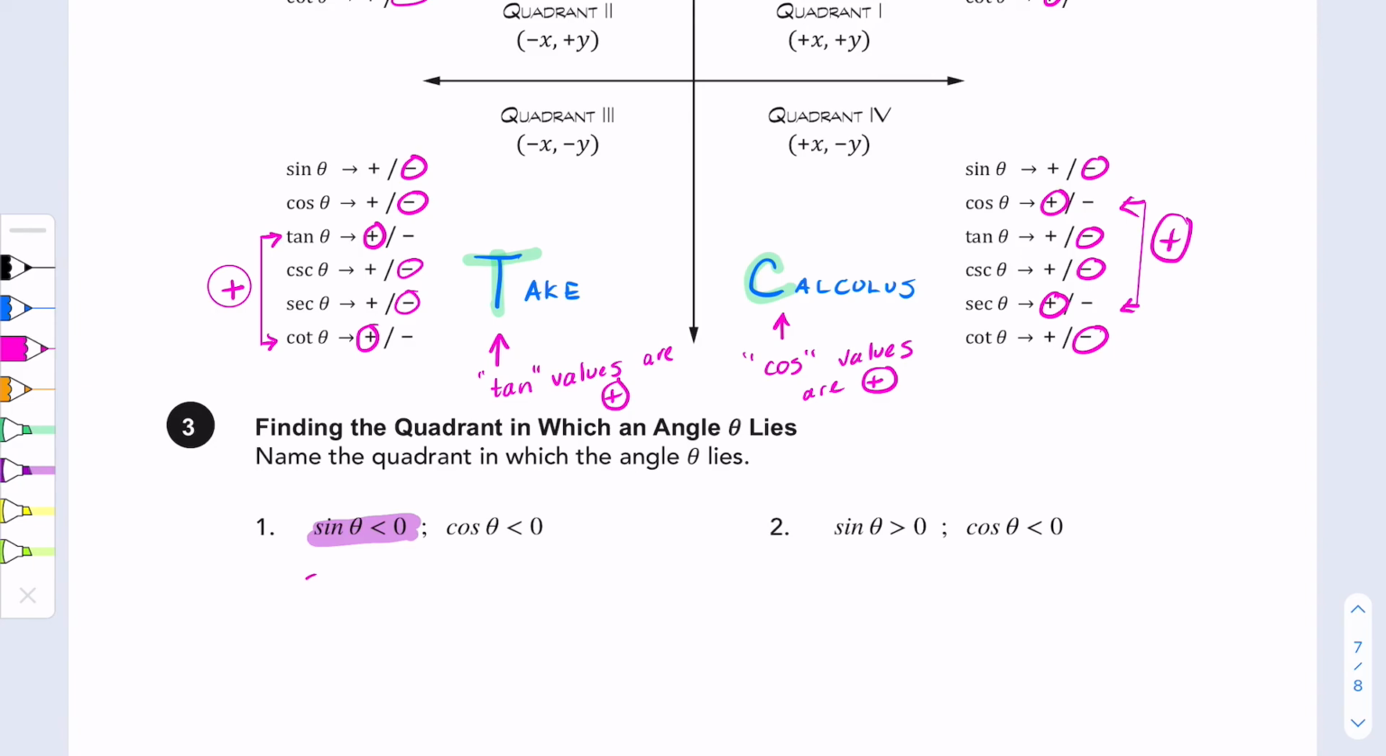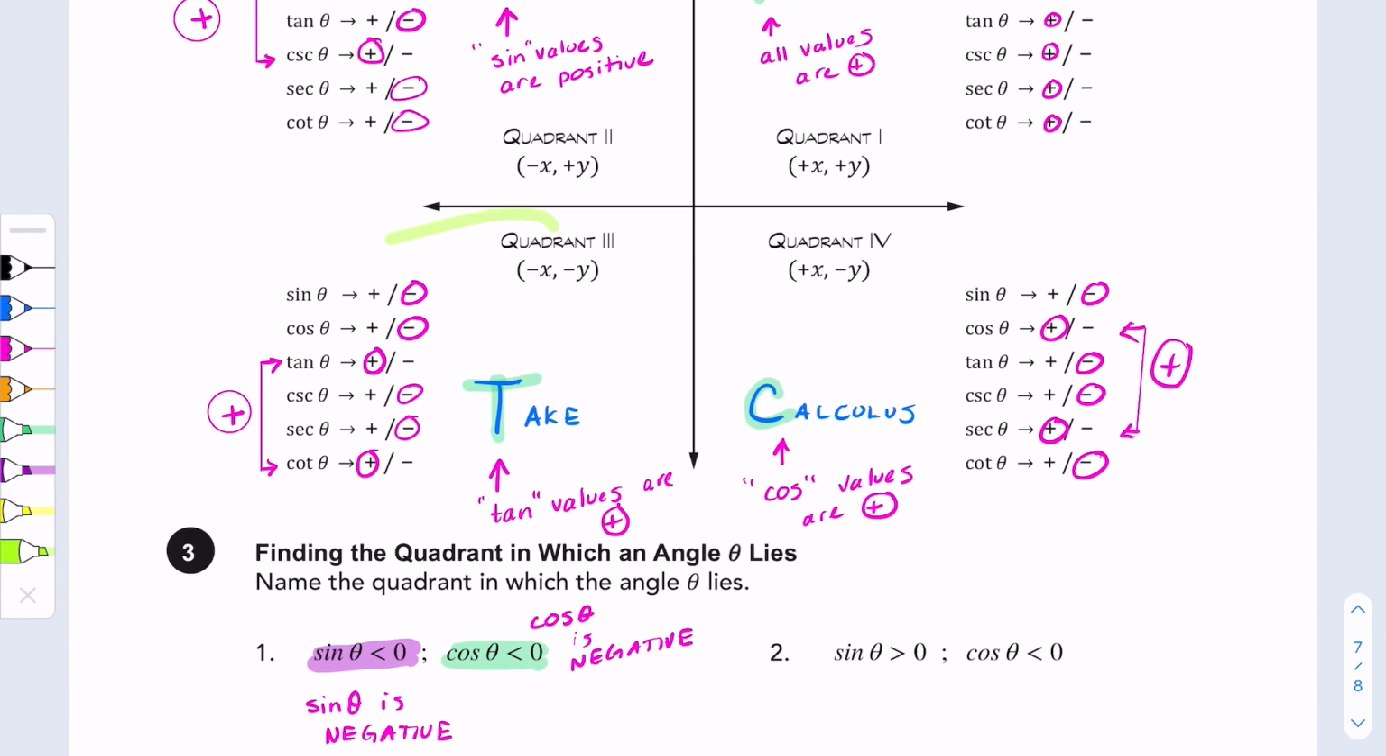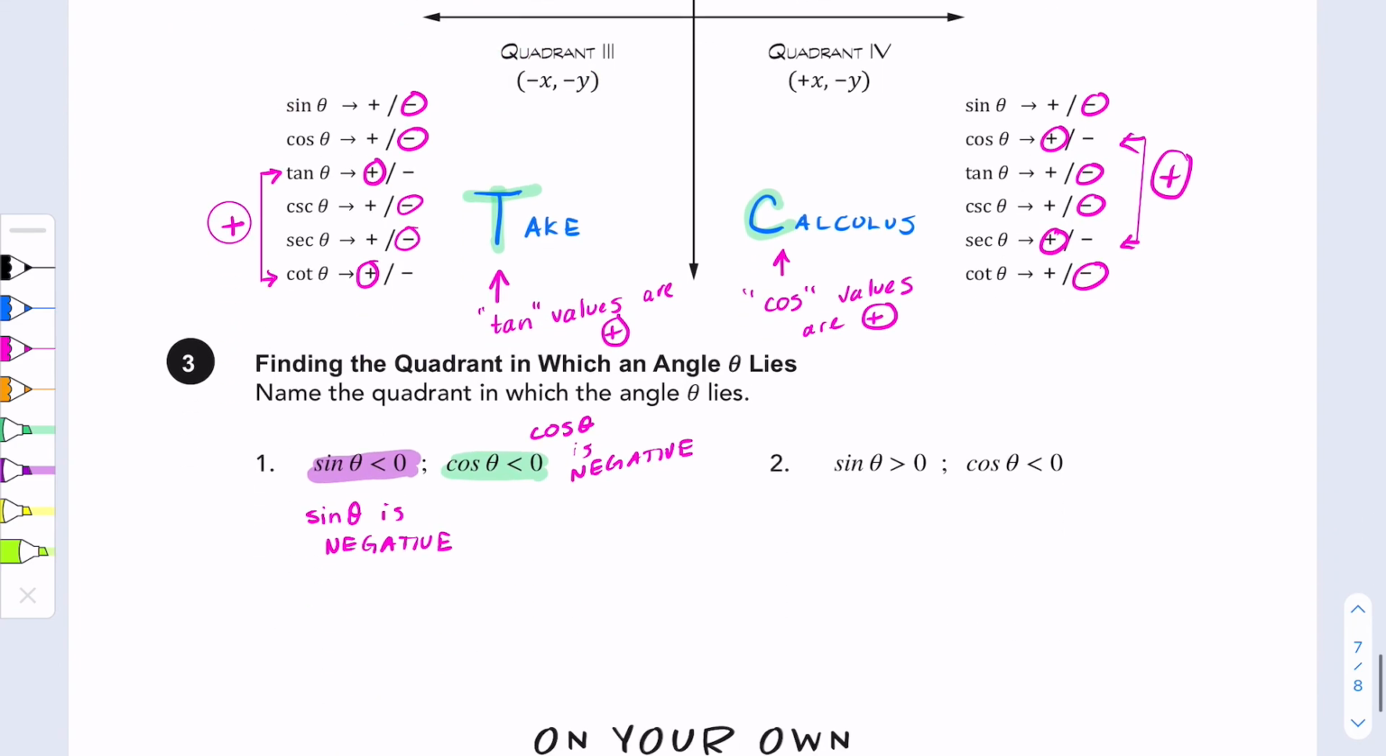So if we take a look at number one, it says that the sine value is less than 0. So that's specifically telling us that sine of theta is negative. And the second part says that cosine is also less than 0. So that's telling us that cosine of theta is negative. So in which quadrant is both your sine and cosine value negative? It's only going to happen in one quadrant, so you only have one answer. So where is sine and cosine both negative? And that would be in quadrant 3. The answer to this, name the quadrant in which the angle lies, quadrant 3.